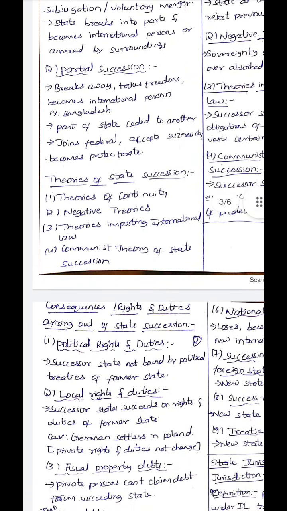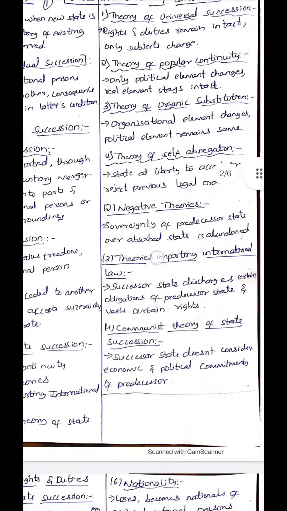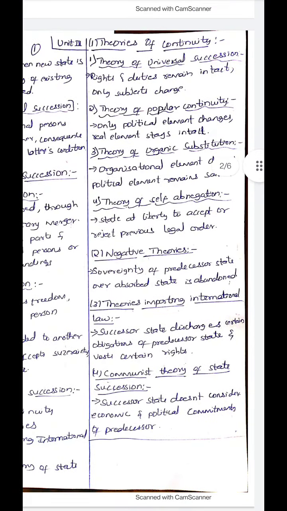Theories of state succession. So what are the theories of state succession? We have theories of continuity, negative theories, theories importing international law, and the communist theory of state succession. The first is theory of continuity. In theory of continuity, we have four theories. The first is theory of universal succession.